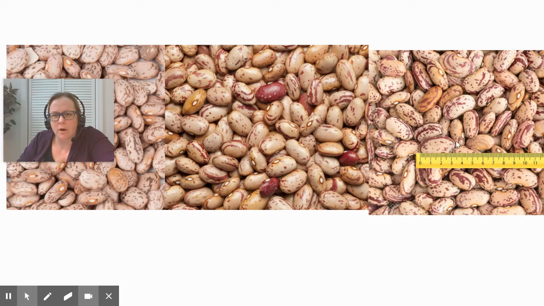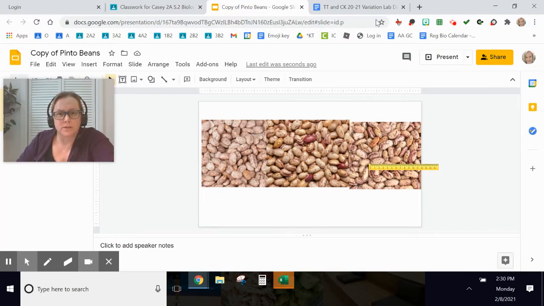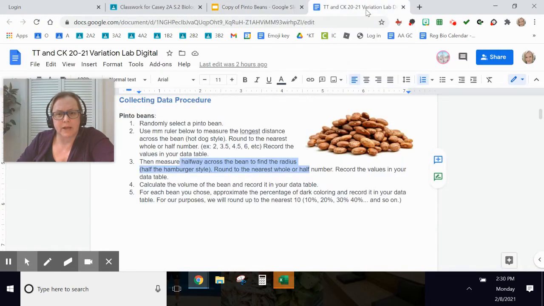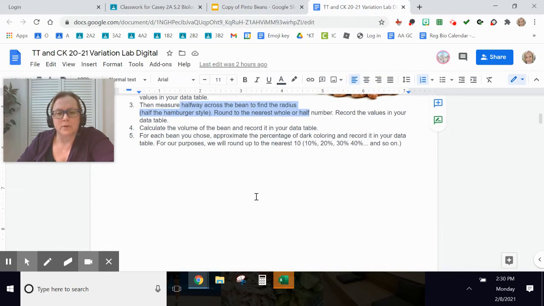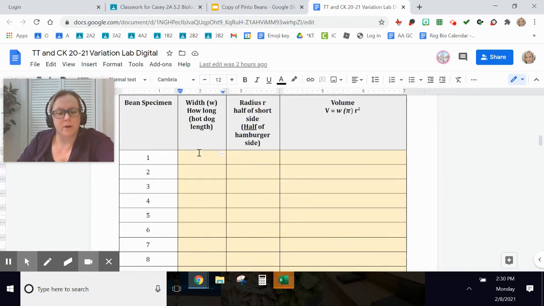So I went from 0, and if I go all the way over to this end, it looks like it's like 3.4, but we're going to round to the nearest half. So I'm going to say 3.5. So my hot dog length of my bean is going to be 3.5. So what I'm going to do is go down to my data table, and for my hot dog length, I'm going to put in 3.5.